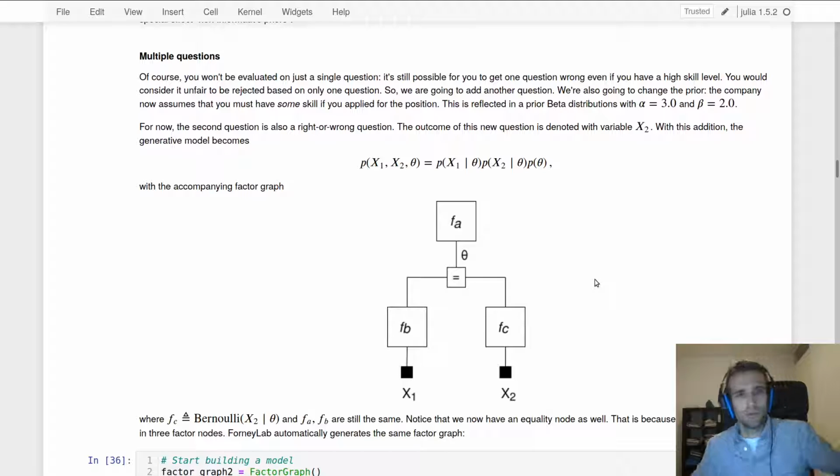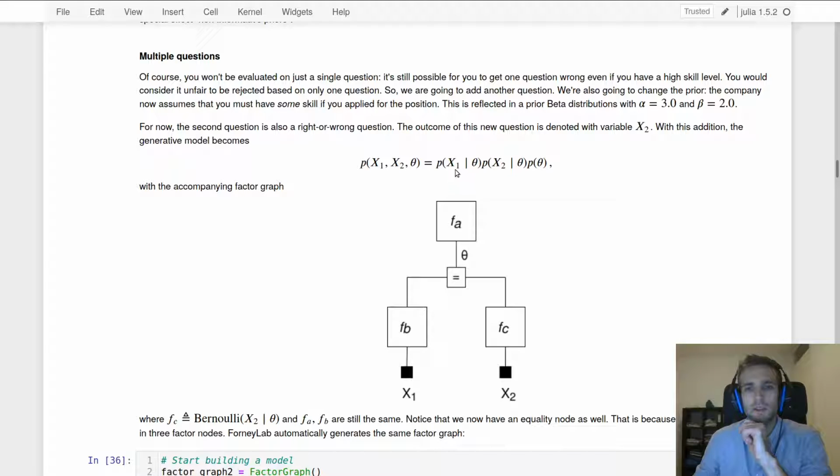Right, so now we are moving into a more general situation where we have multiple questions. So you're not judged on one question alone, you're judged on multiple questions. And we'll be looking at the specific case of 2 questions, but this setup will generalize to any number of questions. So we now have x1 and x2.